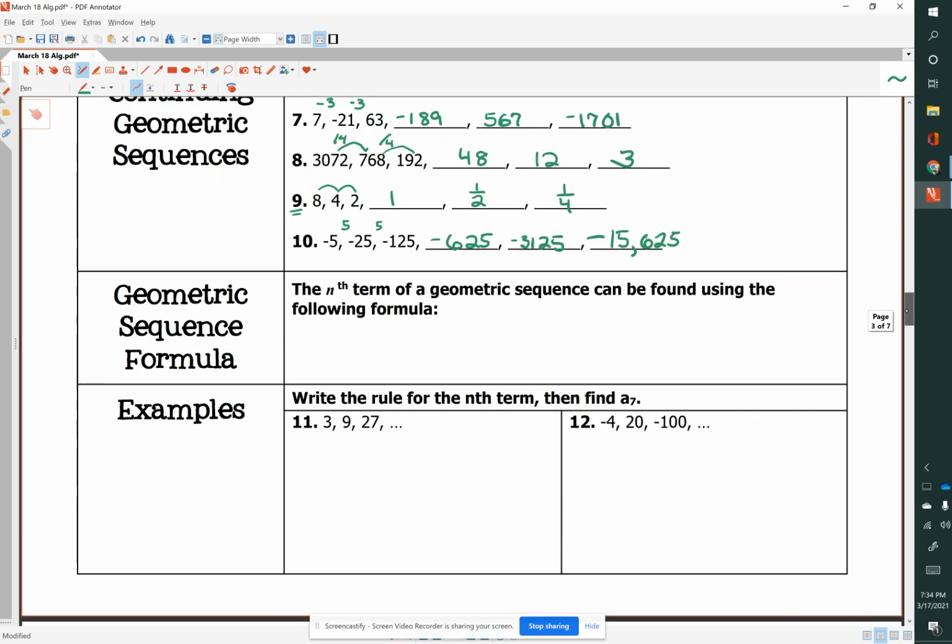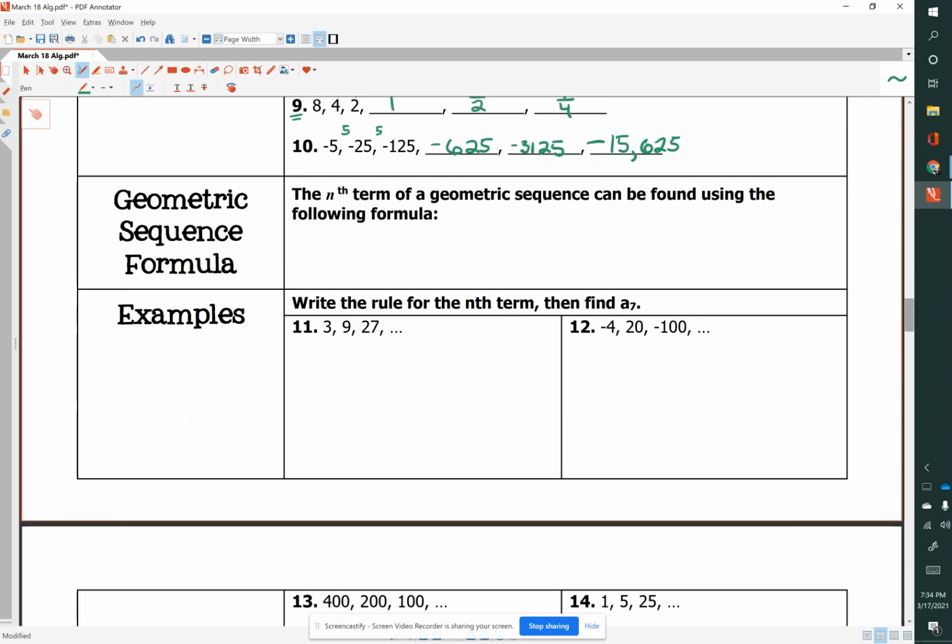So we actually have a formula that we can use to easily determine the nth term of any geometric sequence. We did this before with arithmetic sequences a while back. This time it's geometric sequences. The nth term of a geometric sequence can be found using the following formula: A sub n equals A sub 1 times r raised to the n minus 1 power.